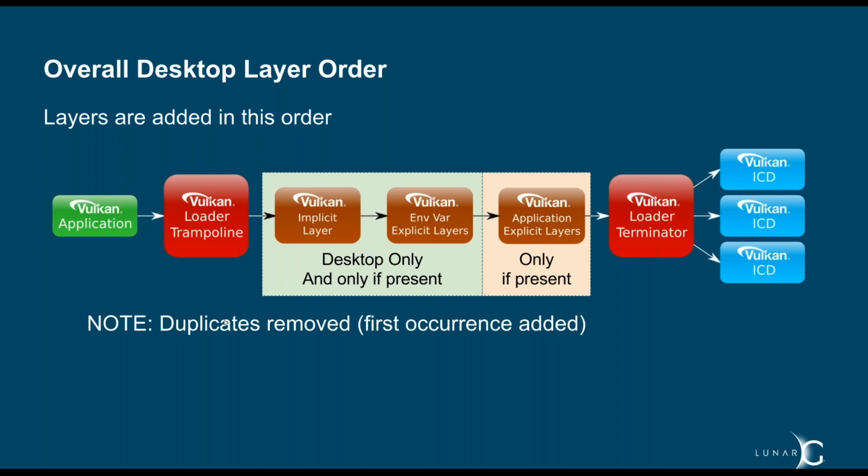So as a result, if you have multiple implicit layers, those go in first. Then you do the environment variables in the order that the environment variable specified them, and then the application explicit layers in the order that the application specified them. This can be relevant when you're doing things like wrapping objects in a layer, or if you modify any data. If one layer modifies any data, then a layer closer to the application will see the modified data, whereas a layer closer to the ICD will see the data that has not been modified.